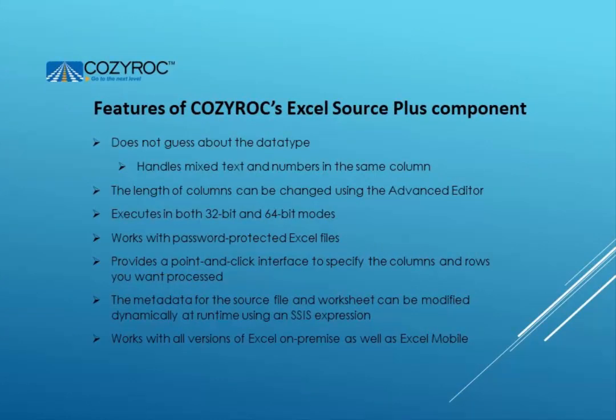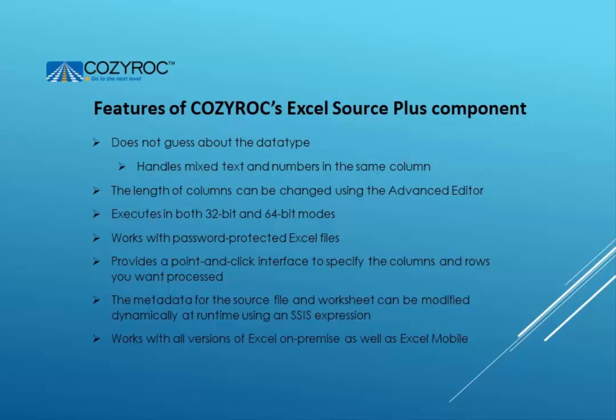It samples some number of rows and then assigns a data type. After assigning the data type, if it runs into data that doesn't match the assigned data type, it discards the data that doesn't match. It is possible to tell the standard component to sample more rows, but that is error-prone. COZYROC's Excel Source Plus component does not assign a data type that could result in the loss of data, so it handles alphanumeric data just fine.